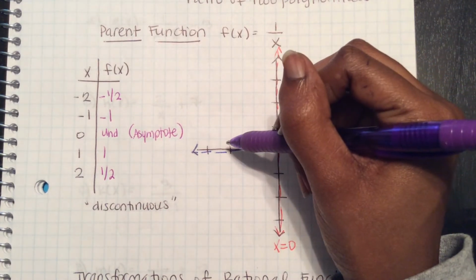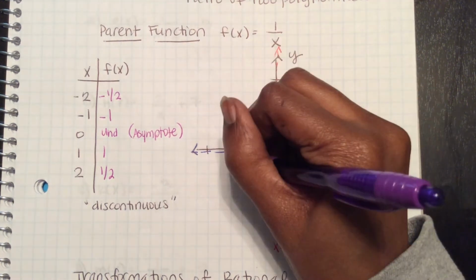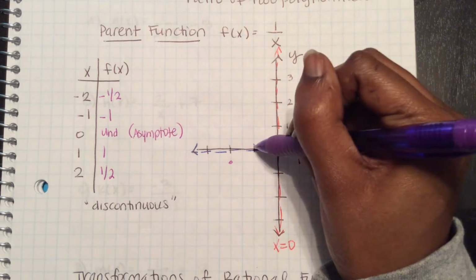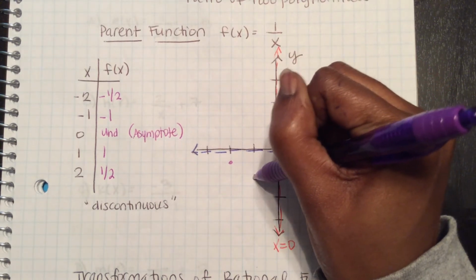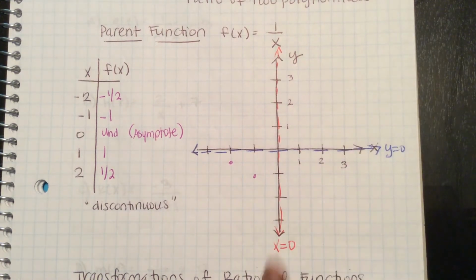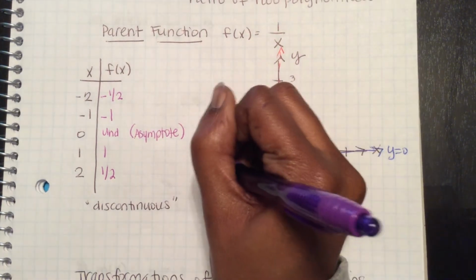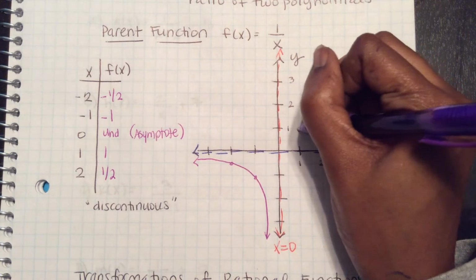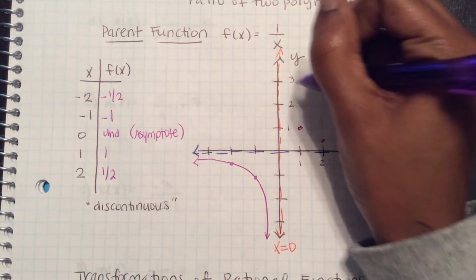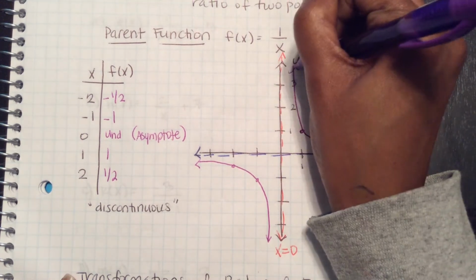-2, -1/2, -1, -1, and it's undefined. So it's going to come here like a rational exponential function. And then the other side is 1, 1, and 2, 1/2. It's going to be another exponential function.